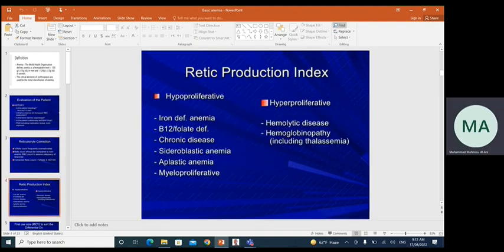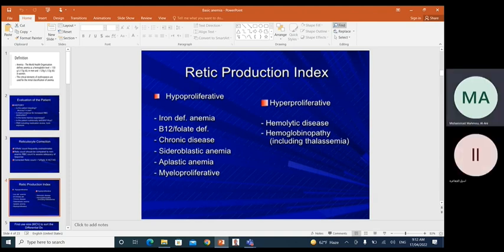So according to the reticulocyte count, we can divide anemia into hypoproliferative, when there is decrease in the production in the bone marrow, or hyperproliferative. What are the causes for hypoproliferative? It is iron deficiency anemia. There is no iron material to synthesize or to produce RBCs, B12 deficiency and folate, a chronic disease like patient with rheumatoid arthritis, patient with tuberculosis, patient with chronic osteomyelitis. These are chronic diseases, also cause hypoproliferative.